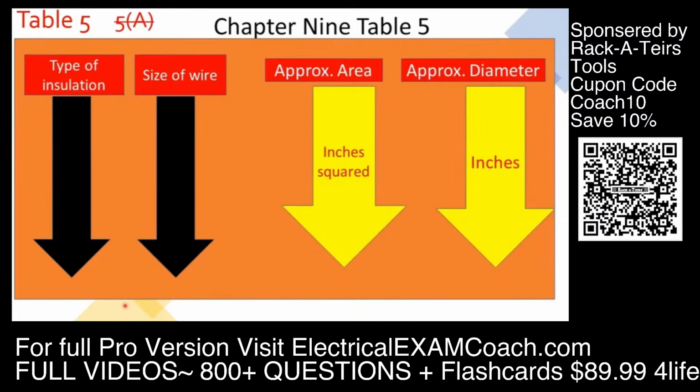So we're going to head here and we're going to start on the left-hand side and find our type of insulation. Then we're going to cross over and find our wire size. Then we have to be careful here. We want to make sure that we're in the approximate area and that we're in the inches squared. We're not dealing with diameter for pipe fill.